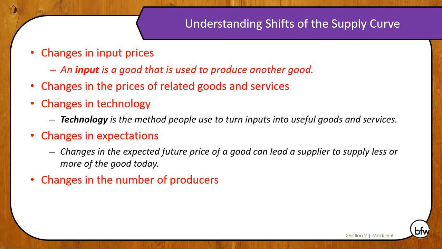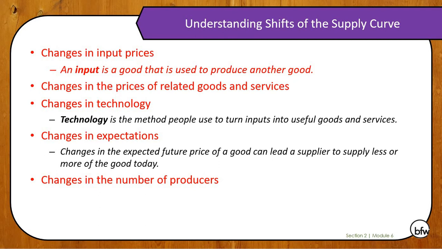The first is going to be a change in input prices. Now, an input is a good that is used to produce another good. So if you own a bakery and you specialize in making specialty cupcakes, for example, sorry to use another food product, we're just going to go with it. Your inputs are going to be things like eggs, flour, sugar, butter, right? Anything that you can use to then convert into a cake is what's going to be your input.